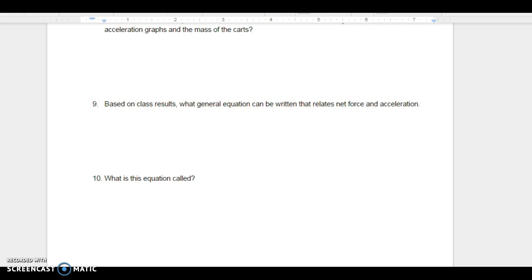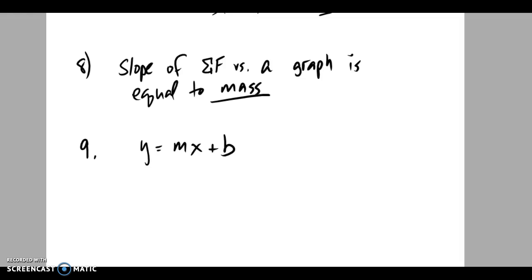Number 9, based on class results, what general equation can be written that relates net force and acceleration? Question mark. Well, the graphs were linear, so y equals mx plus b is our starting point. The y-intercept of the graph is 0 because when acceleration is 0, net force is 0. We don't have y, we have net force, and on the x-axis is the acceleration. And the slope depended on the group. Everyone had a unique slope, but the slope was the mass.